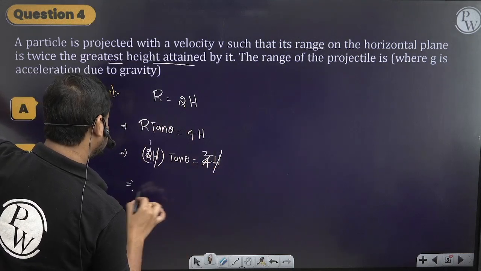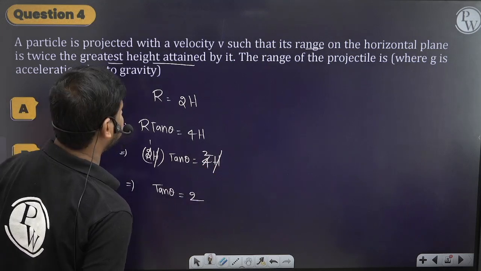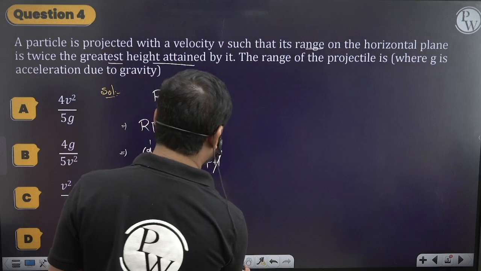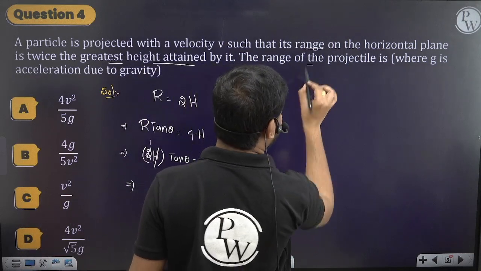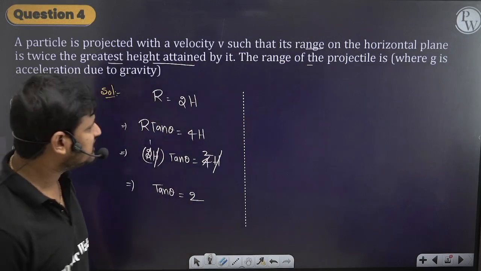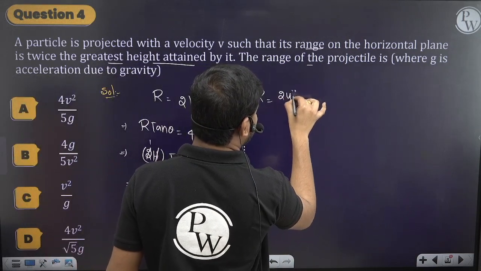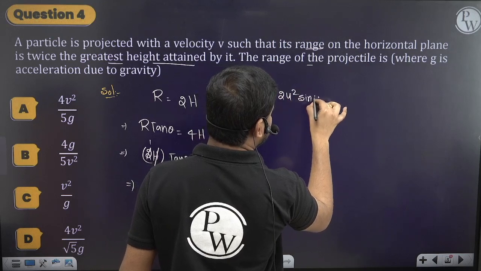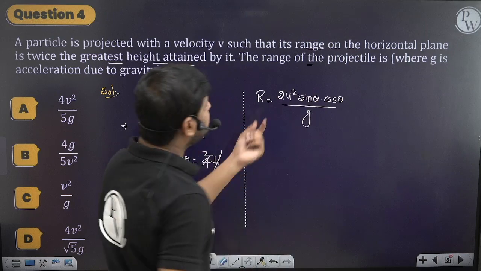So from here, tan theta is equal to 2. Let it be. Then what they are asking in the question is the range of the projectile. So what is the range formula we know? The range is equal to 2u square sin theta cos theta by g. Yes or no?